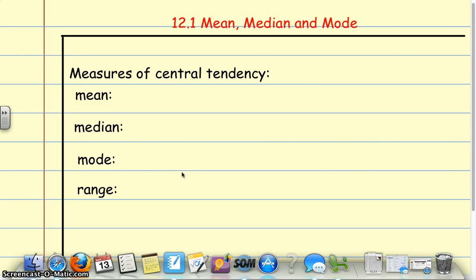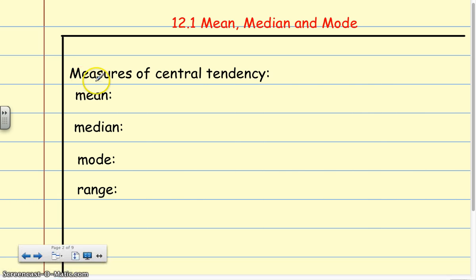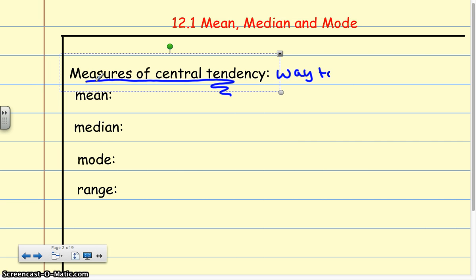12.1 we're going to talk about mean, median, and mode. Mean, median, and mode are all a form of measuring central tendency. What central tendency means is a way to express the average, or the middle. Average is another word to say middle. So we have different ways to represent it. We can represent it as a mean, as a median, as a mode.